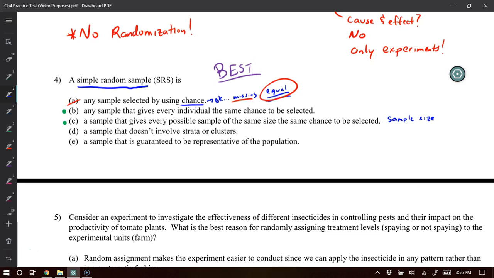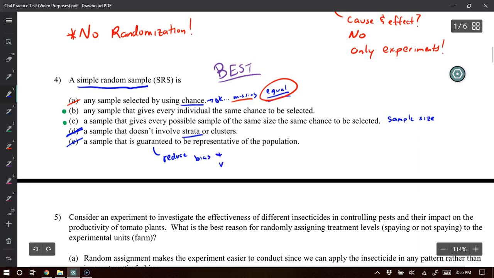A sample that does not involve strata or clusters. A simple random sample by itself does not involve strata or clusters. But remember, when you do a stratified random sample, you do a simple random sample in each stratum. But it's not the best way to answer that question. There are better ones. B and C are way better than D. A sample that is guaranteed to be representative of the population, it's not guaranteed. We do randomization for it. There's still variability. We're trying to reduce bias with a simple random sample. It doesn't guarantee. We are trying to reduce bias and variability.